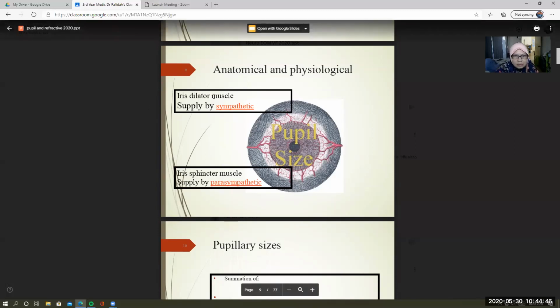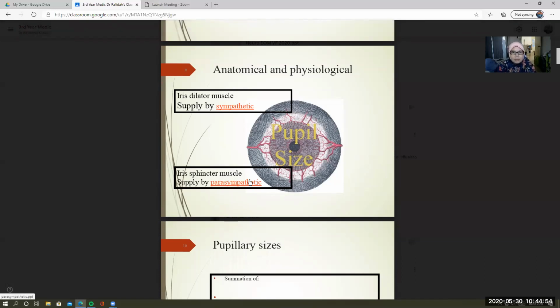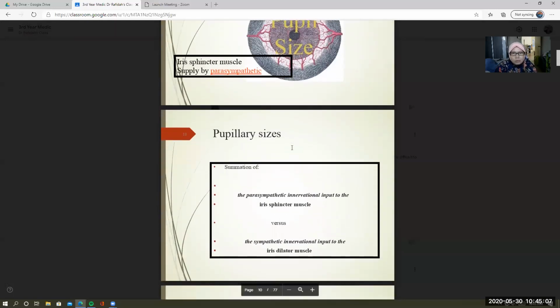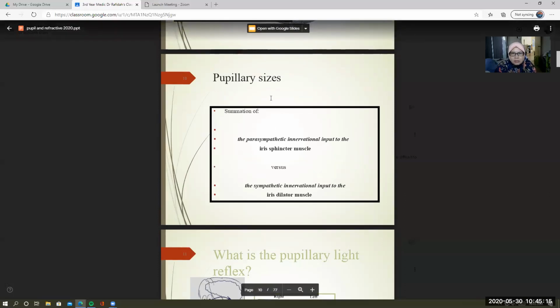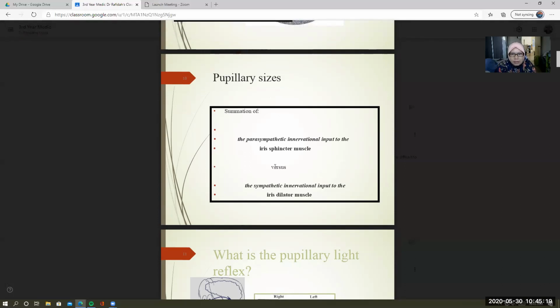The iris dilator muscle is supplied by the sympathetic and the iris sphincter muscle is supplied by the parasympathetic. So you know that the sympathetic dilates your pupil, and the parasympathetic constricts your pupil. Okay, so why is that? There's a reason behind that, right? Actually the pupillary size is the summation of the parasympathetic versus the sympathetic.